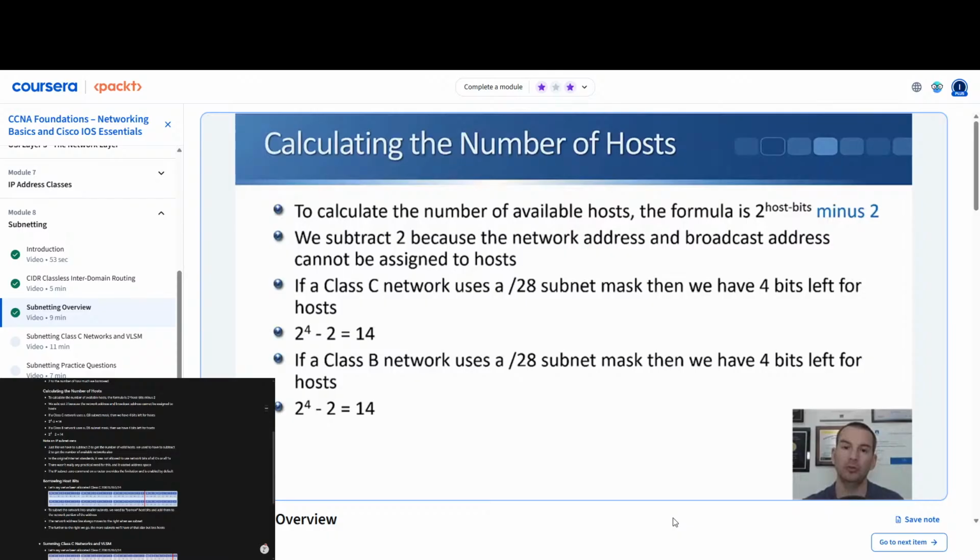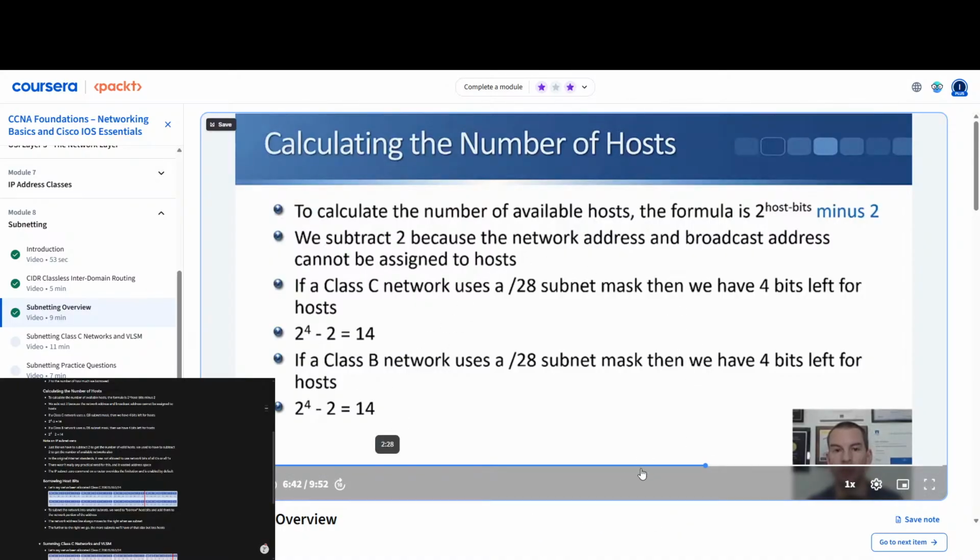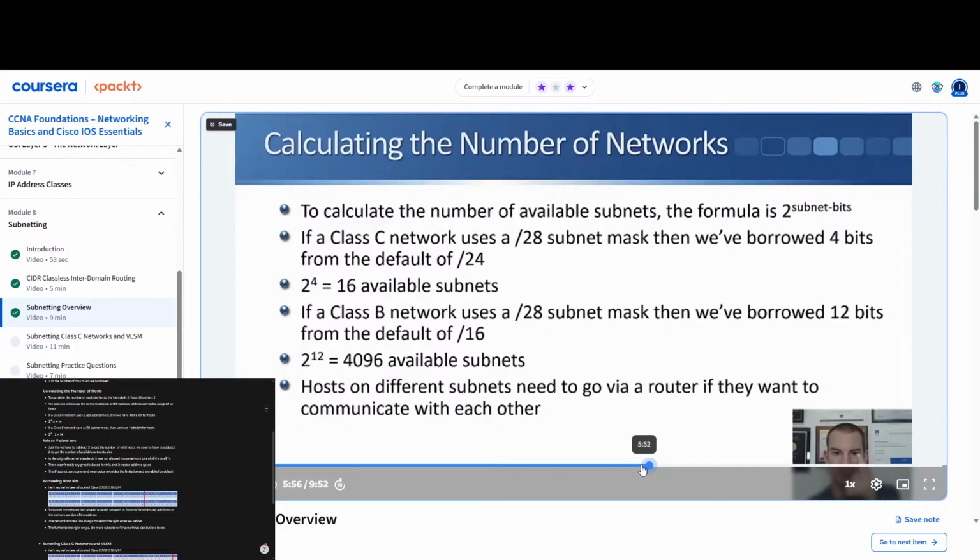Okay, so that was how to calculate the number of subnets we're going to get. It's 2 to the power of how many bits that we borrowed. To calculate the number of hosts, it's 2 to the power of host bits.